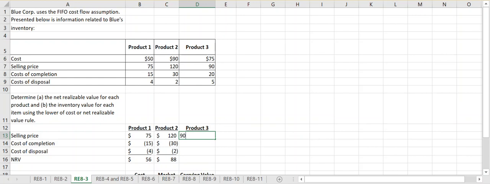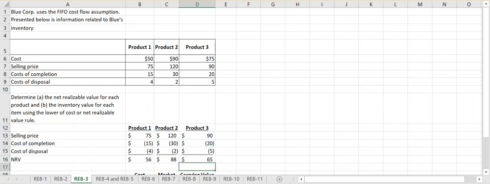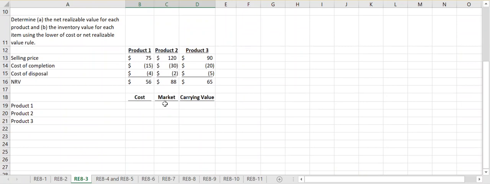And then for product three, we have a selling price of $90, a cost of completion of $20, and a cost of disposal of $5. Therefore making our net realizable value $65 for product number three. That net realizable value is what we are going to compare to the cost values that were provided and determine which one is lower. So for product number one, our cost was $50.